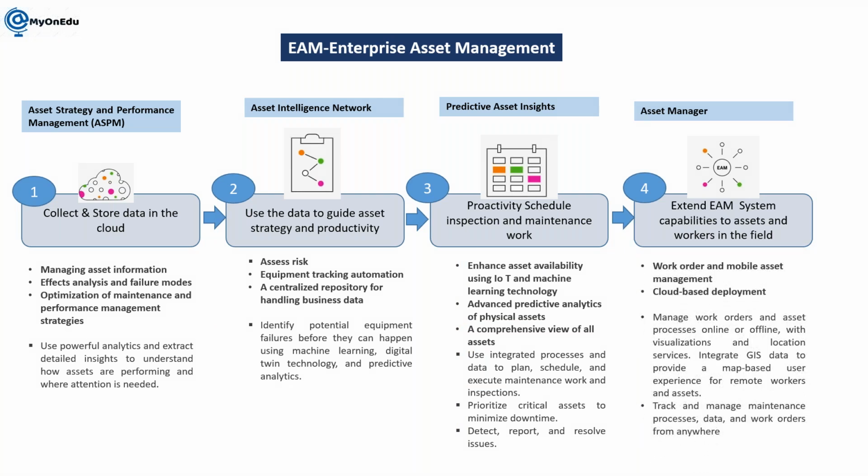Next is asset manager. Asset manager is an extended EAM system capability for assets and workers in the field. Here, to manage the work order and asset process online or offline with visualization and location services, it integrates GIS data to provide a map-based user experience for remote workers and assets. Through mobile asset management, the worker will execute the work order from mobile. Let's say people are working on site, and whatever activities need to be performed, such as confirmation of an order, all these things will happen from a mobile device. Here we can track and manage maintenance processes, data and work orders from anywhere. Wherever you are, walking on the floor or in the plant, doing the maintenance based on schedule, you are performing the transaction through a mobile device.